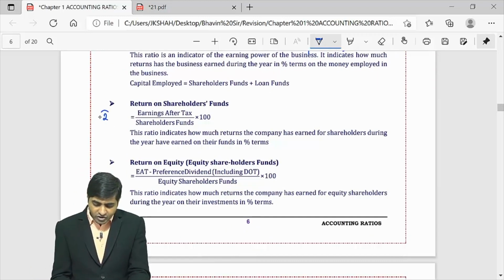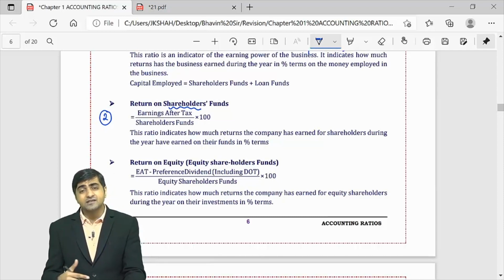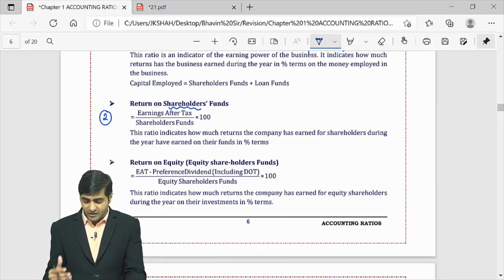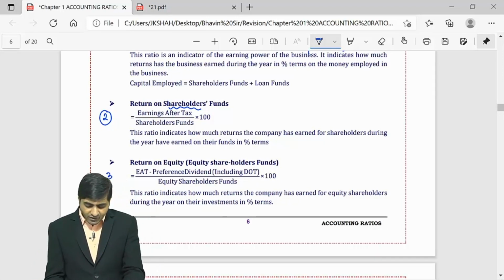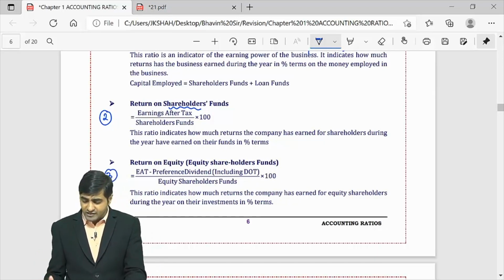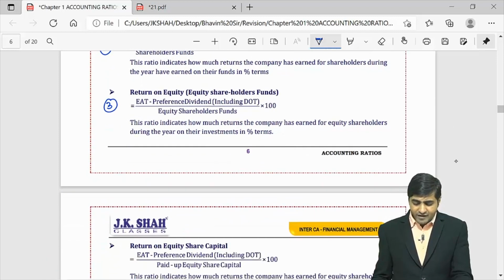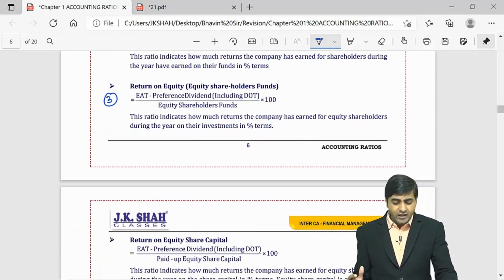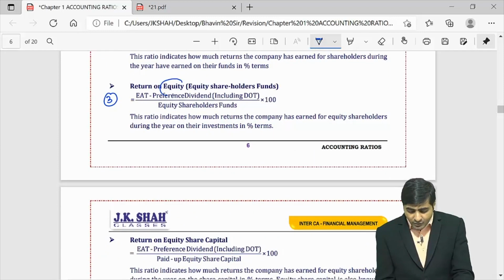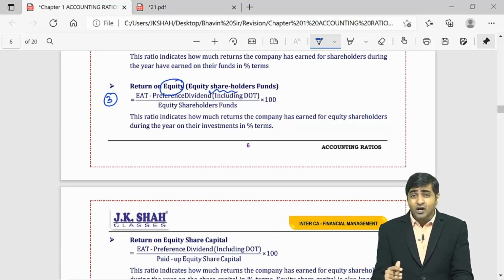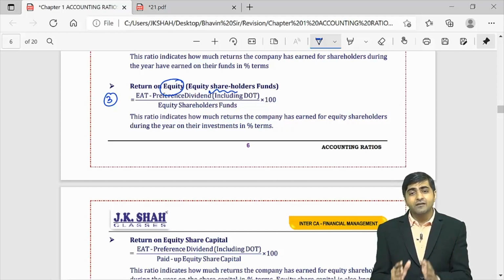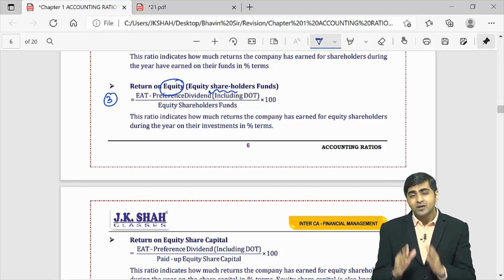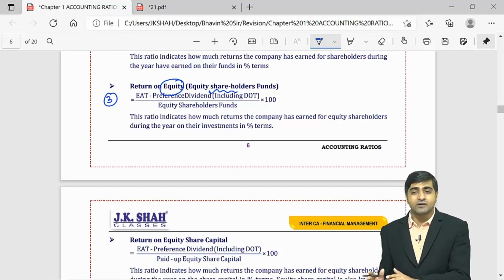Similarly, we have return on shareholders funds, which will have the net profit after tax, because that belongs to all the shareholders of the company, which we divide by shareholders funds into 100. Then we have return on equity or equity shareholders funds. Now always remember that whenever we are talking about return on equity, your equity means equity shareholders funds. It does not mean the equity pertaining to your debt equity. Here whenever we are talking about return on equity, your equity is nothing but equity shareholders funds.